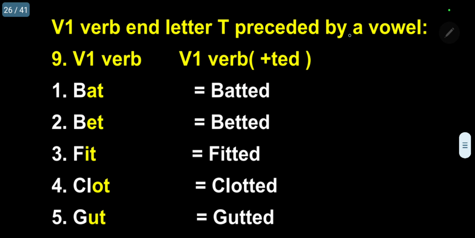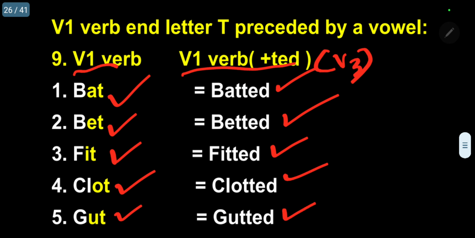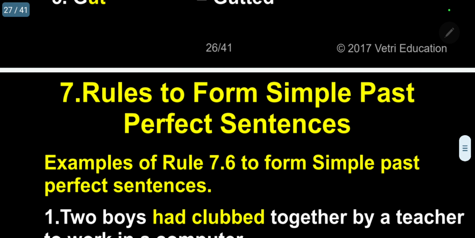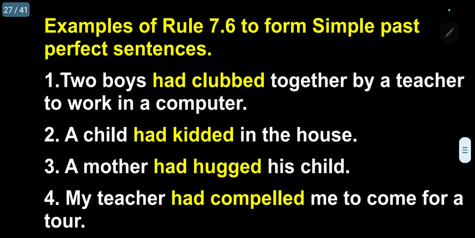Please follow. In the case of T, I am giving the V1 verb and the V3 verb. So how is the V3 verb formed? V1 plus TED. Bat, batted, double T. Bed, betted. Fit, fitted. Clot, clotted. Gut, gutted. Very, very interesting information. So now I am giving examples of sentences using these verbs.